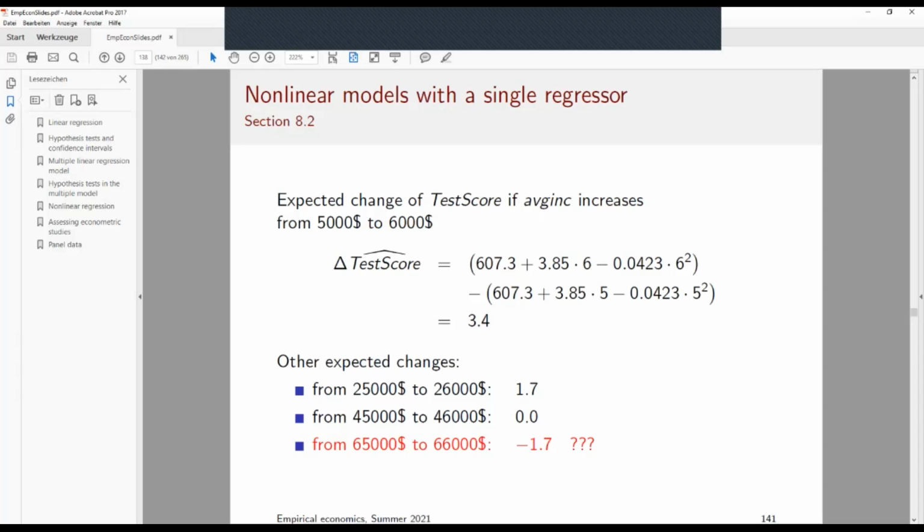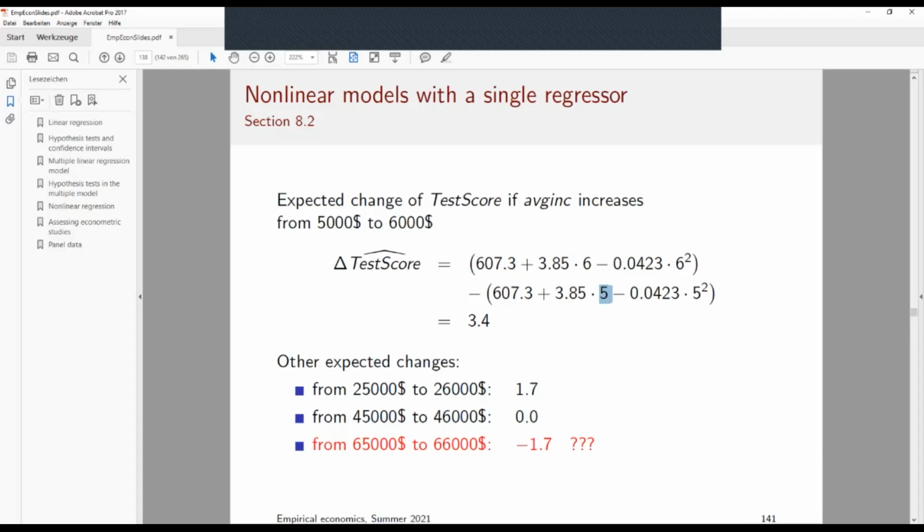So in this case, we are looking at the expected change of test score if average income increases from $5,000 to $6,000. So the regressor increases from 5 to 6. We put in our new value of the regressor, that is 6, into the equation, and subtract what we would obtain if we just put in the old value, which is 5, into our regression equation.